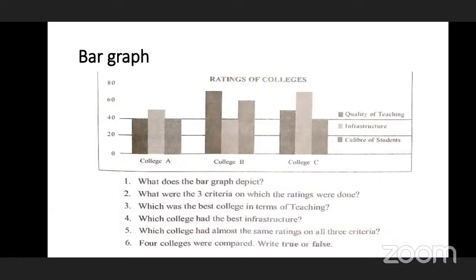So this makes the difference. So we need to see the polls of each college which have least ups and downs. So that is the answer for it.